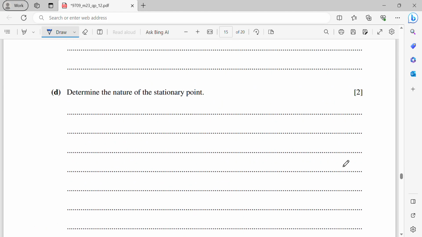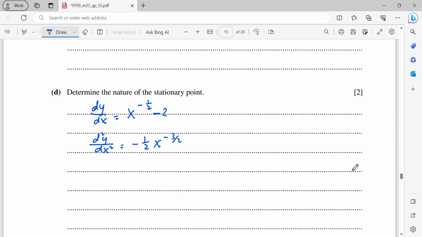Now D, determine the nature of the stationary point. So the nature here means either maximum or minimum. That means we need to differentiate a second time. So now I will rewrite my dy dx, that is x to the power negative half minus 2. So now d squared y over dx squared: bring down the power negative half, then rewrite the x, the power always minus 1. So minus half minus 1 is negative 3 over 2.